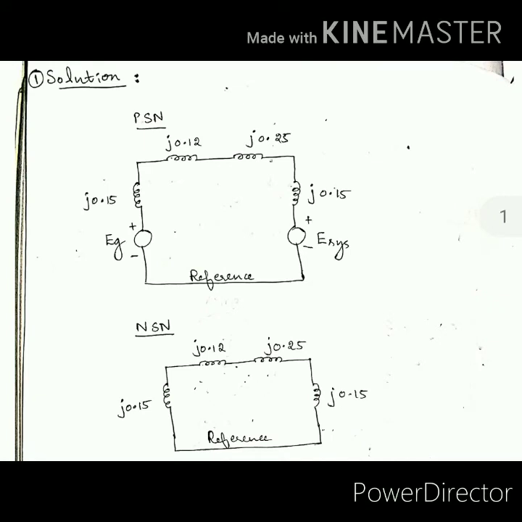Positive sequence is very easy. First you see what is there: a generator is there. So when you have a generator for the positive sequence network, directly you will draw a reactance along with an EMF.